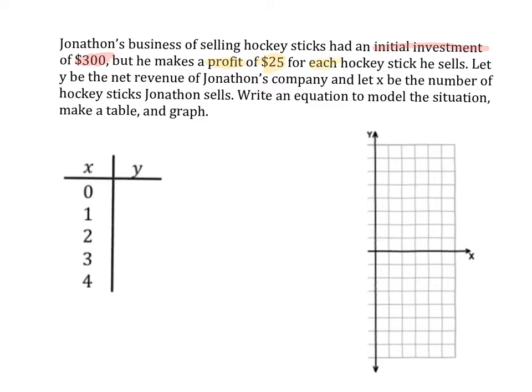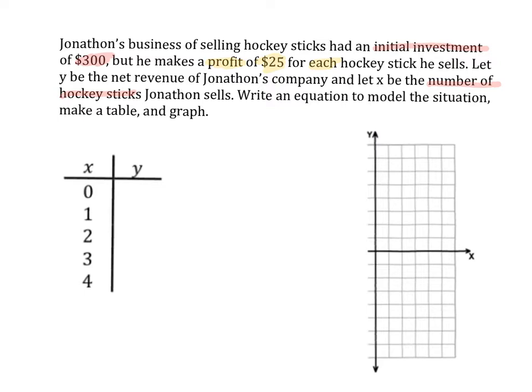Let y be the net revenue of Jonathan's company, and let x be the number of hockey sticks Jonathan sells. Write an equation to model the situation, make a table, and graph. So x is going to be the number of hockey sticks, which is our independent variable. When we're writing this equation, we know that the revenue, y, oh, I'm going to change that.